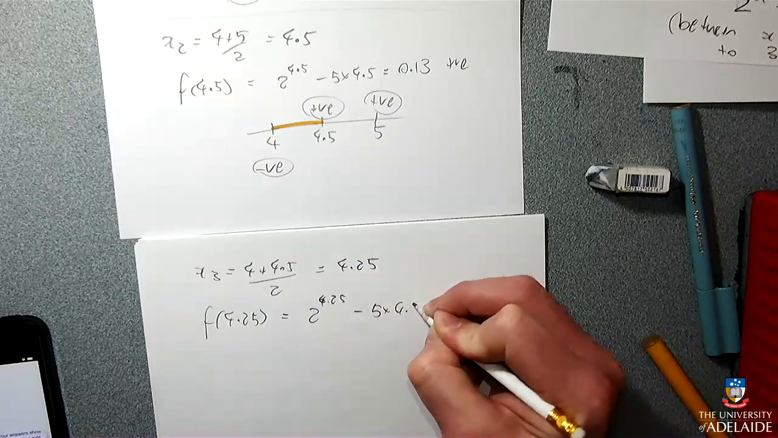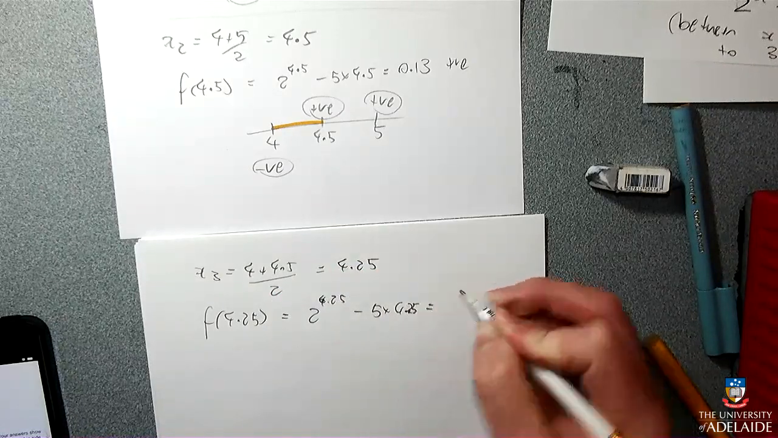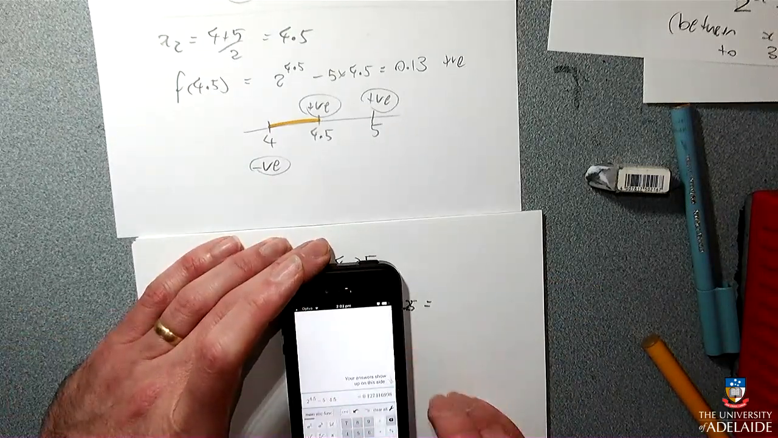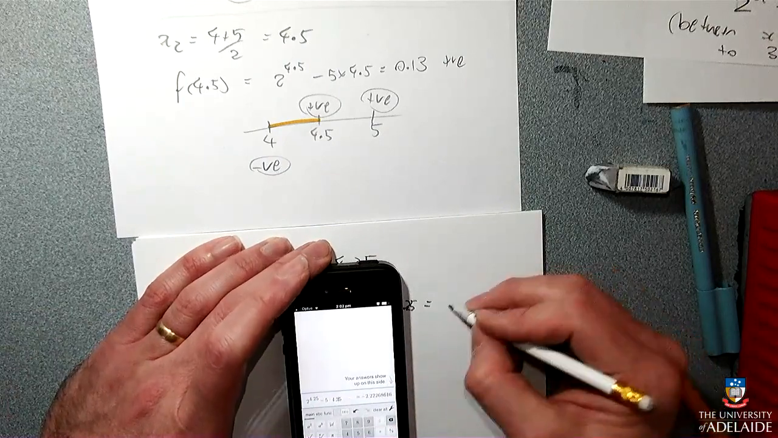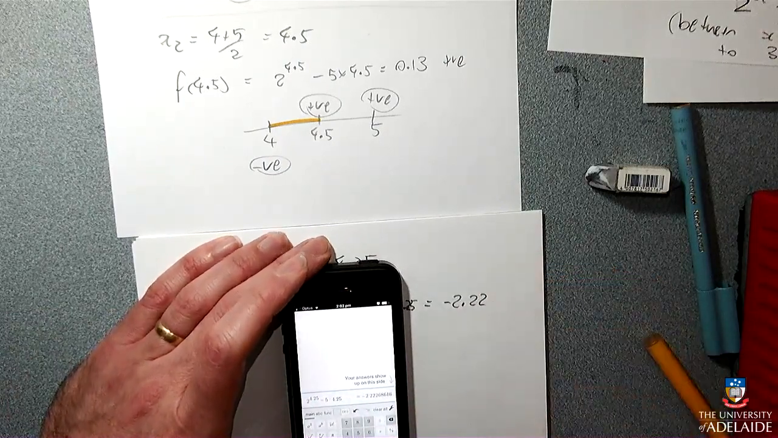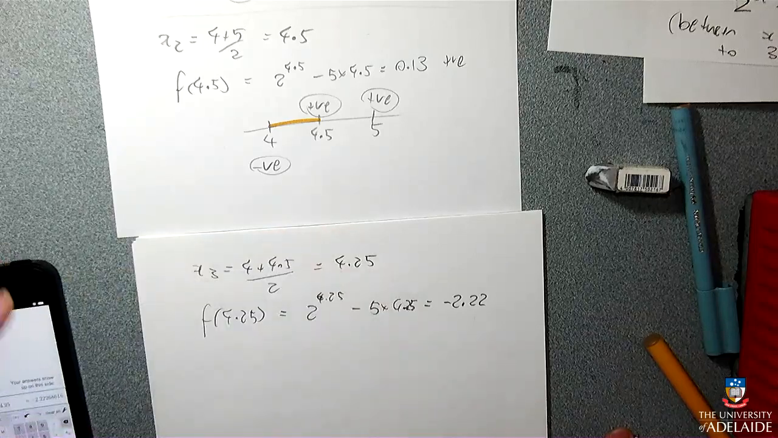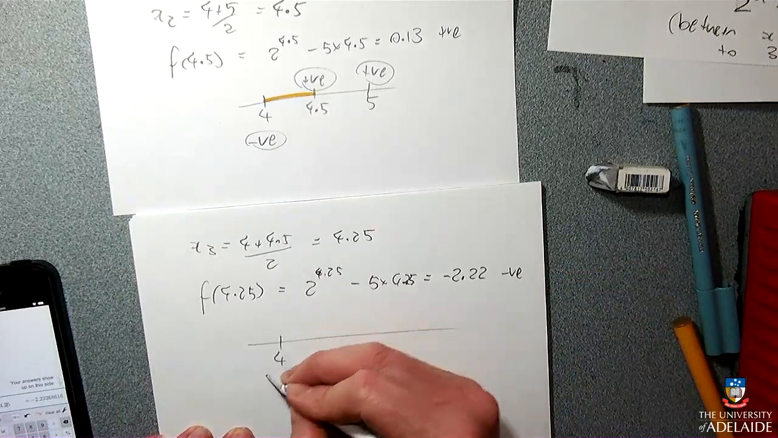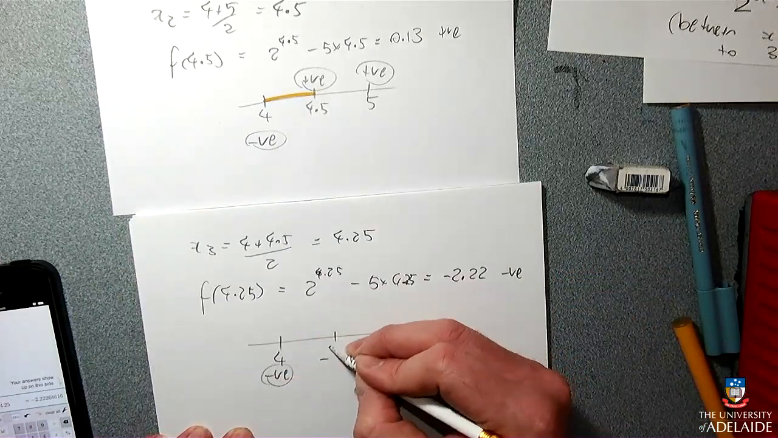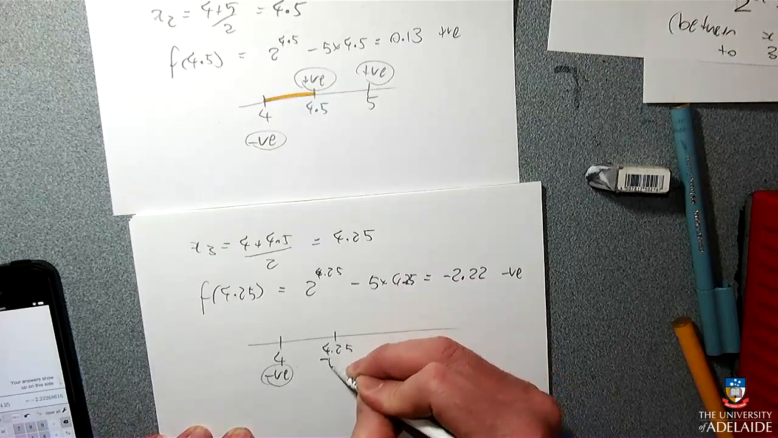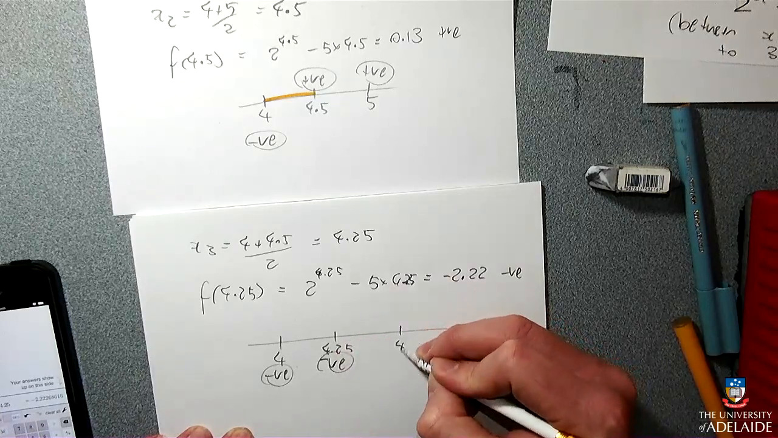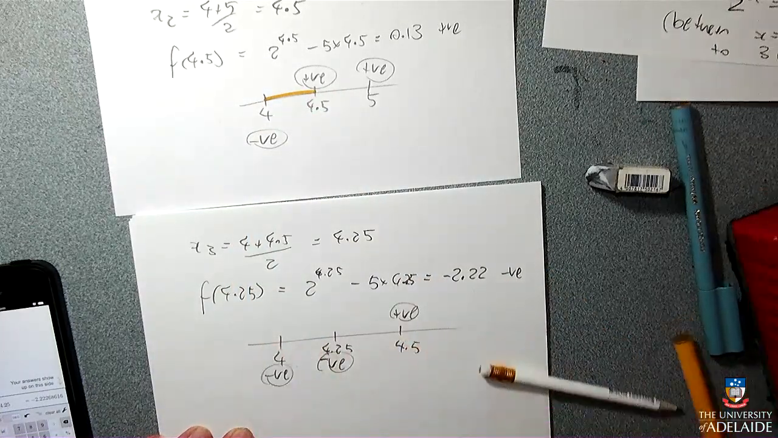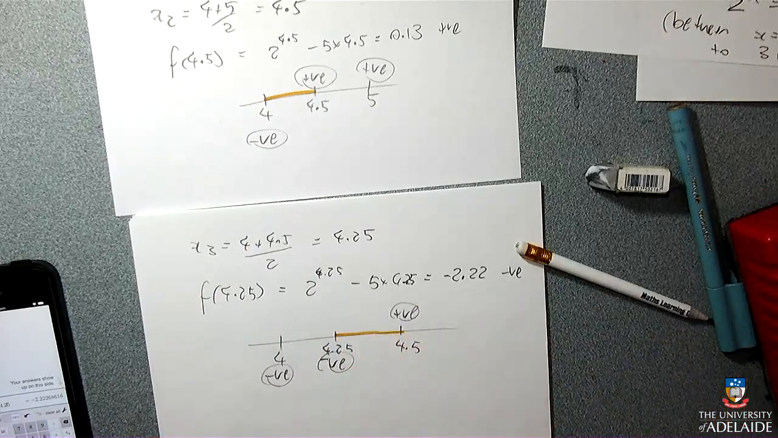Most people, when they've been doing this for a while, they stop writing down the actual answer in this bit here and just calculate it. Wow, that changed a lot. Which is negative. So my diagram's looking like this. 4.25, it was negative here, and at 4.5 it was positive there. So that's this zone blown up to be bigger, and it's this bit that I need to look at next.